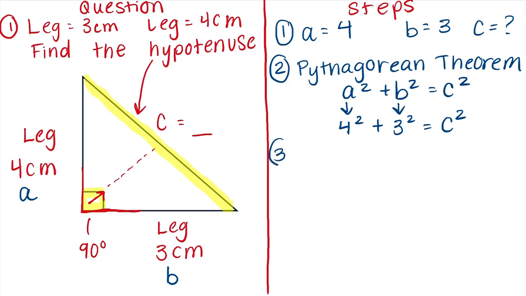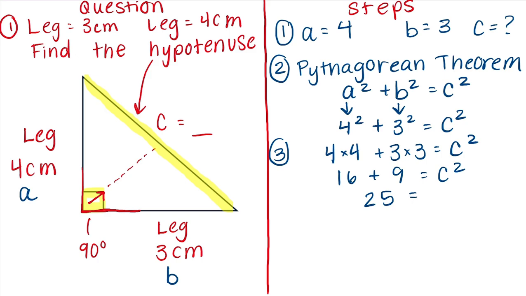So now we need to square both of those numbers, either in a calculator or by hand, and then I need to add them together. So 4 squared would be the same as 4 times 4, the exponent of 2 indicating how many 4s I'm multiplying together. So I have 4 times 4 plus 3 times 3 is going to be equal to C squared. That is 16 plus 9. And 16 plus 9 is 25.